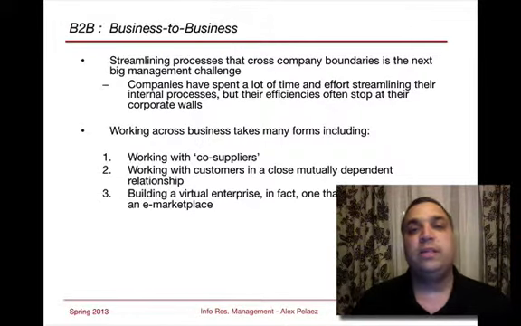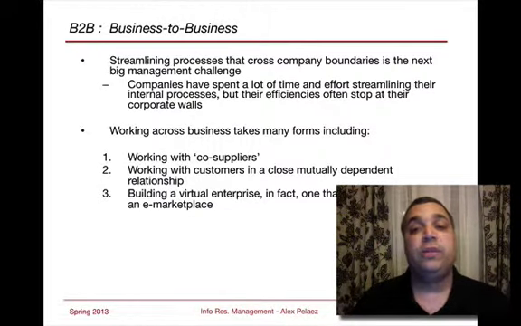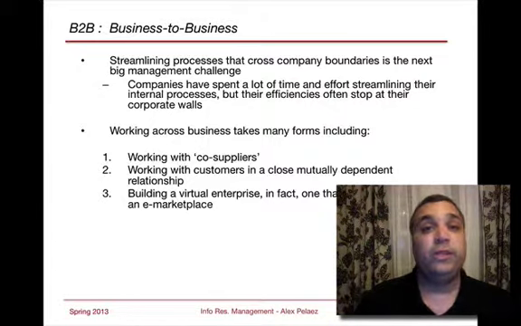Working across businesses is complicated because you have to work with co-suppliers. If I have 3 or 4 suppliers for a given product and my inventory goes low, which one do I order from? How do I make those determinations? There's a lot of rules that go in place. Working with customers in a close, mutually dependent relationship: if they don't have a product, what do I do? Do I wait or do I have to go find another supplier?